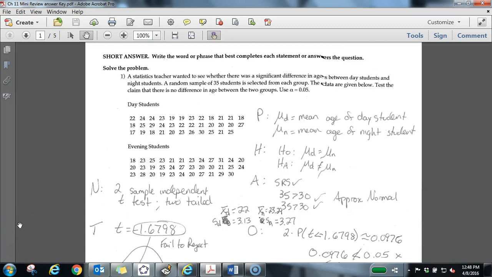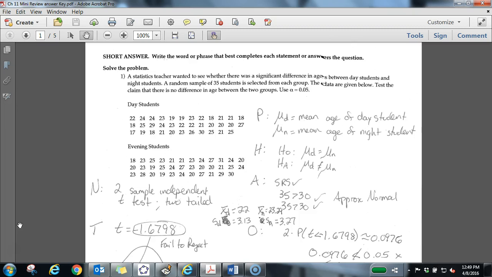So a stat teacher wants to see whether there's a difference in ages between day students and night students. Random sample of 35 students from each group. The data is given. Test the claim there's no difference in age between the two groups. Alpha is 0.05.